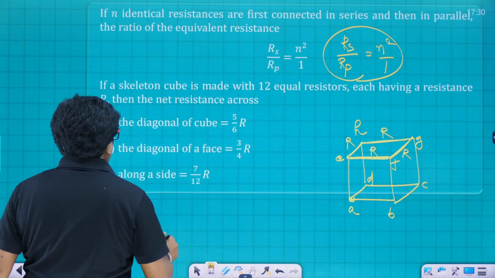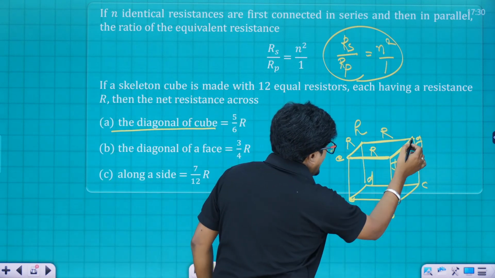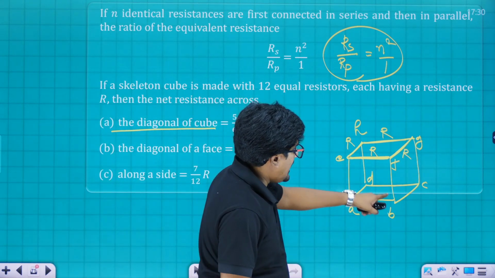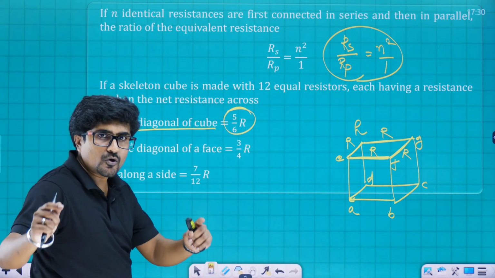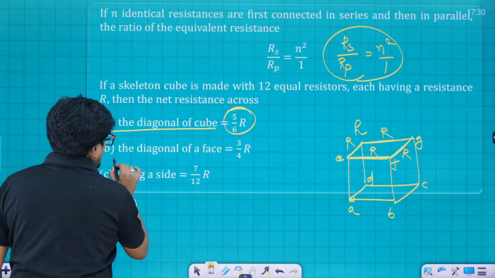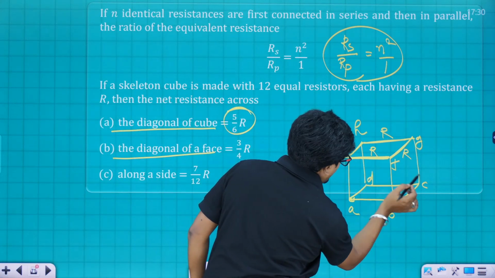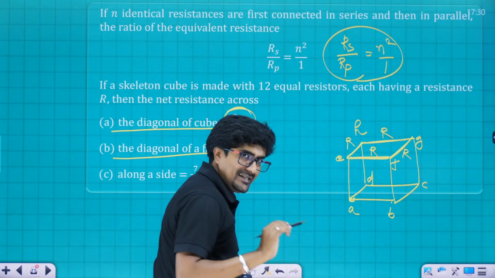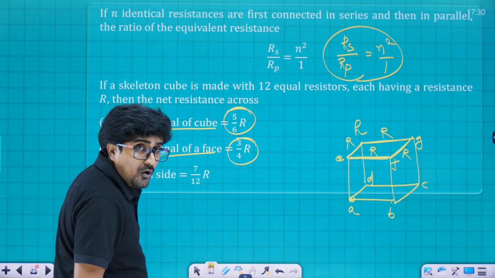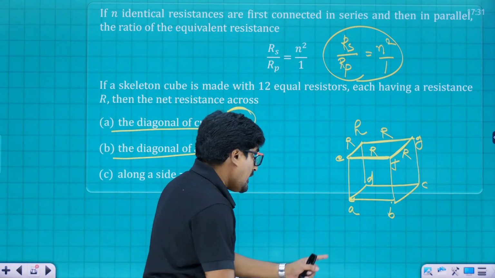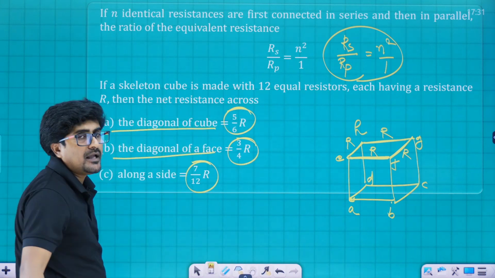Now, first one, if we consider terminals across the diagonal of the cube, like for example between A and G, or I can say between H and B, diagonally opposite, there it is going to be 5R by 6. And if it is the diagonal of a face, for example, I can say across BG, all right, across FC, or across AH, in that case it's going to be 3R by 4. And if it is along a side, for example along AB or along BC or along CG and so on, it's going to be 7R by 12.